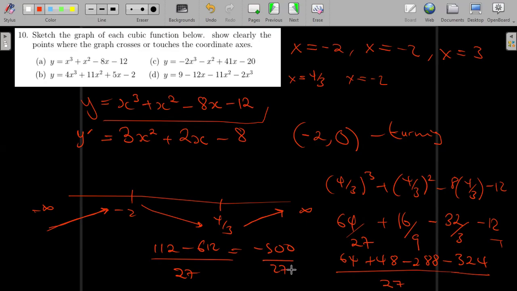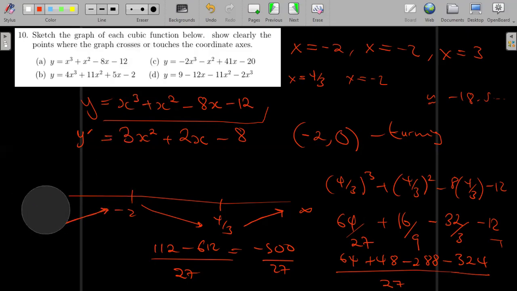Can we simplify this further? Do you have any common divisors we want to use there? Are we able? I can't think of any number. I also can't think of any number. But when we divide that, the value is approximately negative 18.5 something, yeah, something like that.